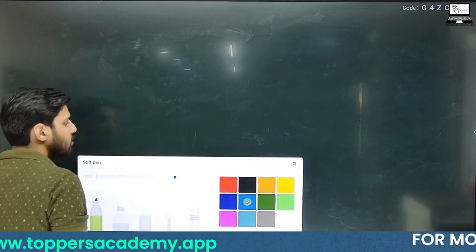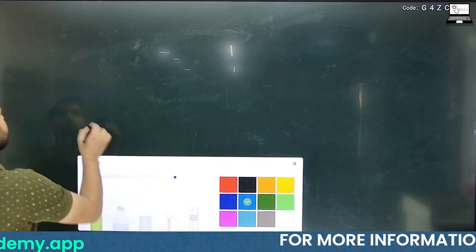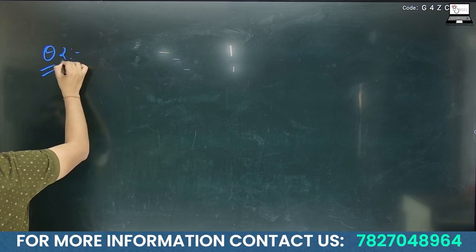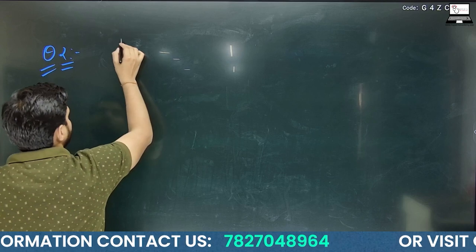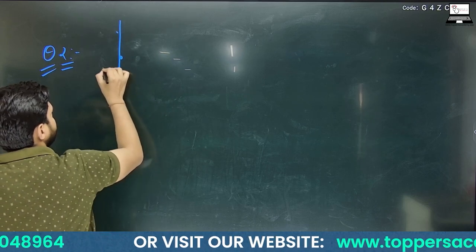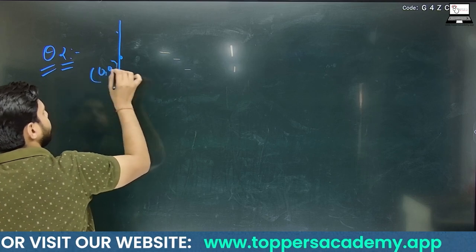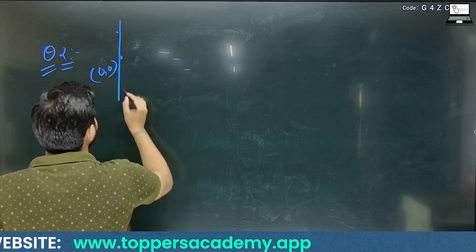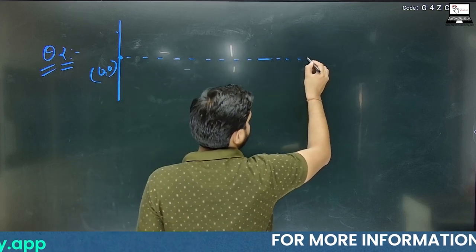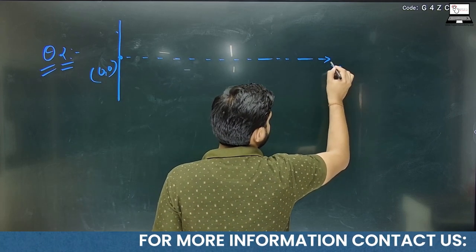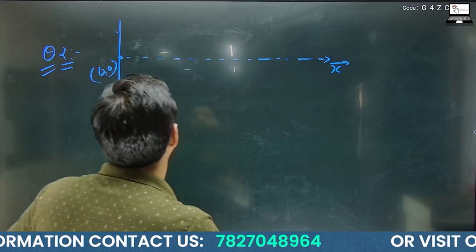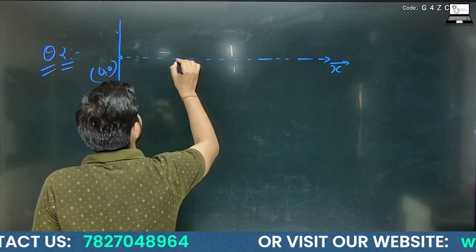I won't be explaining the question. I will just explain the situation to you. Let us suppose this is our origin, 0, 0. Clear? Okay. We have the x-axis here. Clear, sir? We have the x-axis here. Clear? Okay.